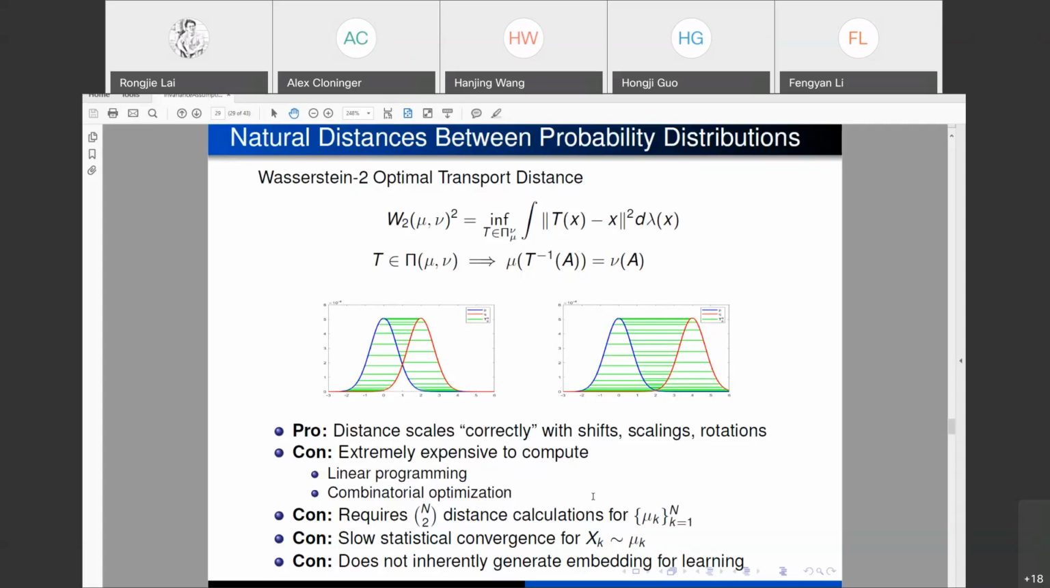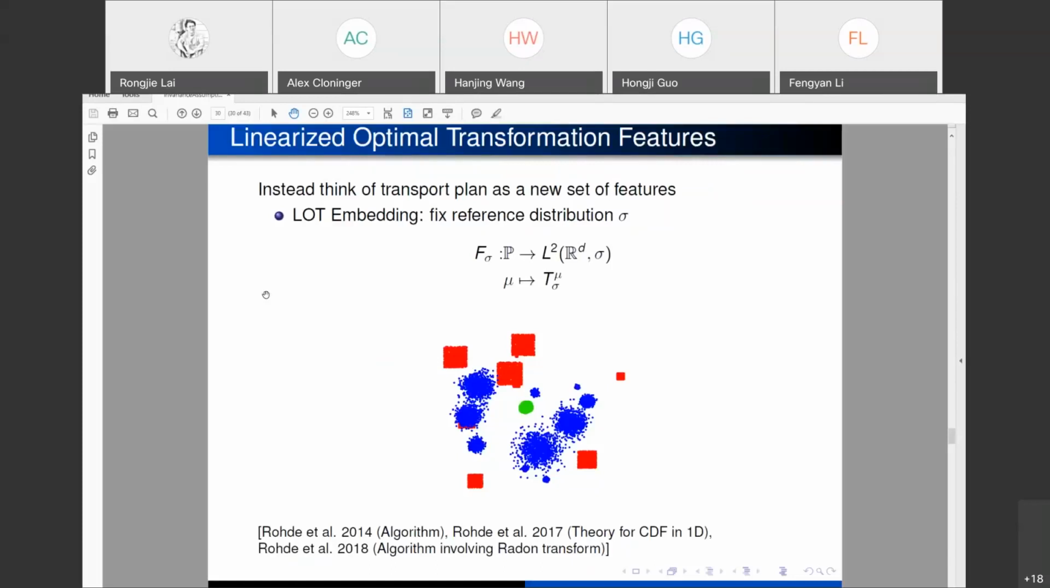Another problem would be, what if I had a bunch of different distributions and I wanted to talk about all pairwise distances between them? Then I'd have to do n choose 2 Wasserstein distances. One of them is expensive. N choose 2 is impossible. And I should note, this doesn't actually inherently generate an embedding in which we can do any sort of parametric learning. This is just a distance. So I want to go in the opposite direction this time. I want to propose a solution and then talk about what we can say about this solution.